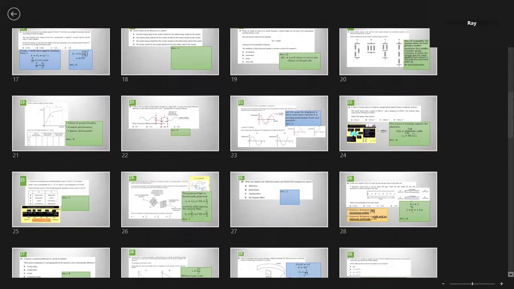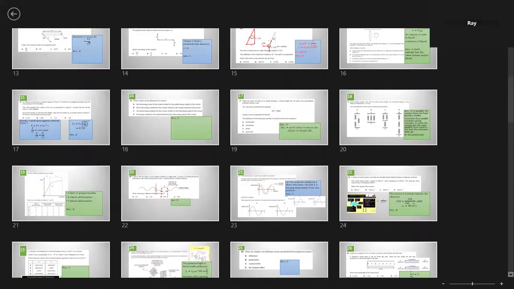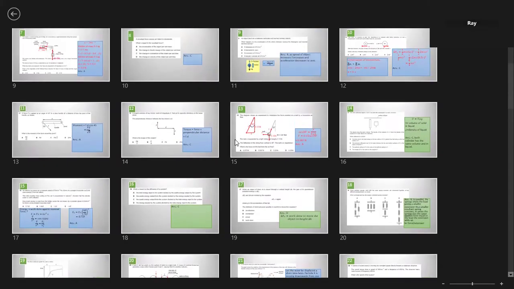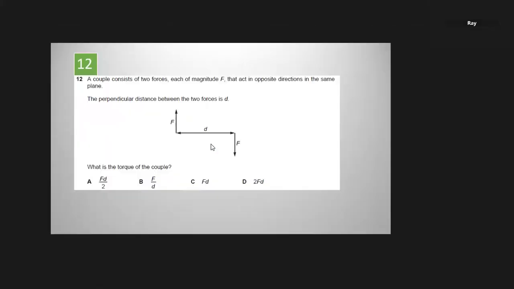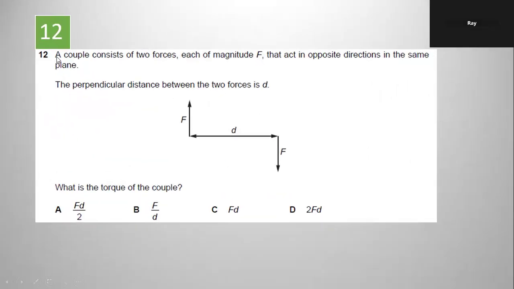Electric. Teacher, can you go to question 12? You want to meet me to discuss question 12? Yeah, I forgot what a couple is. Say a bit louder. I forgot what is torque of a couple. Oh, okay. A couple is just two forces, equal and opposite direction, that's all.